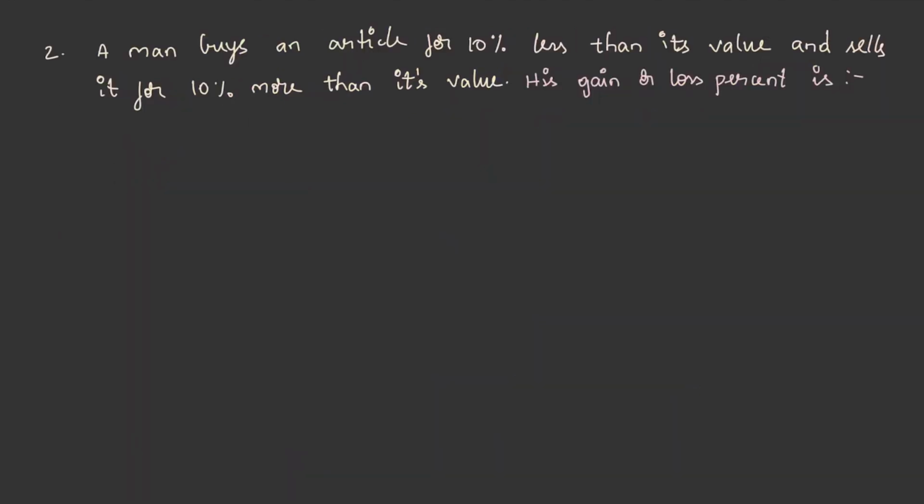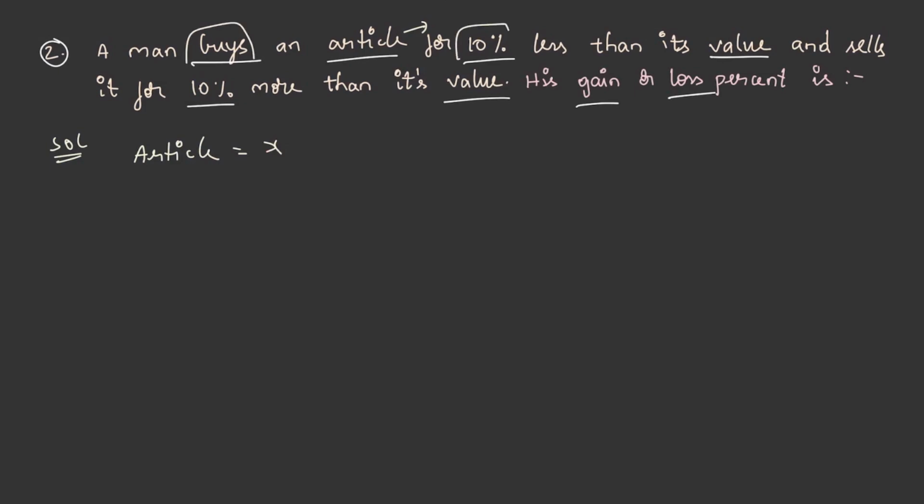Let's solve another question. A man buys an article for 10% less than its value and sells it for 10% more than its value. His gain or loss percent is. We shall solve this. We don't know the value of the article, so let's take the article value as x. And the man buys the article for 10% less than its value. If the article value is x, then the cost price is 90% of x, as he bought it for 10% less than its value. So this will be equal to rupees 9x by 10.